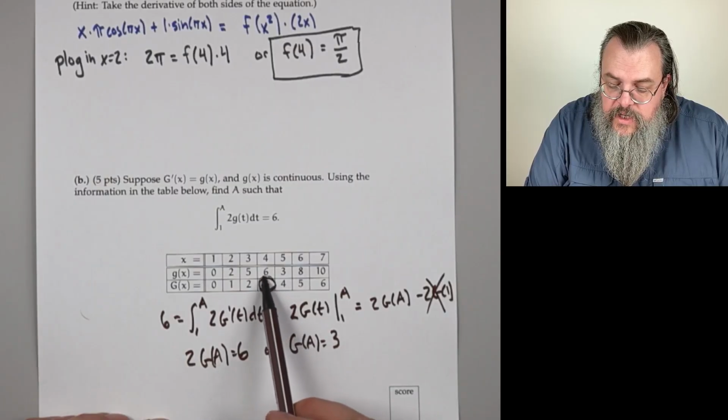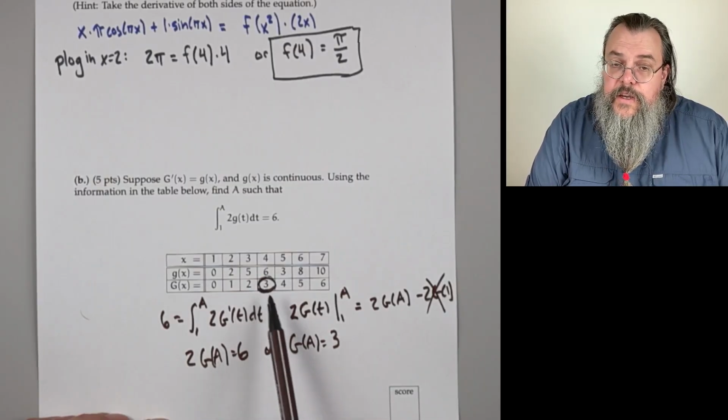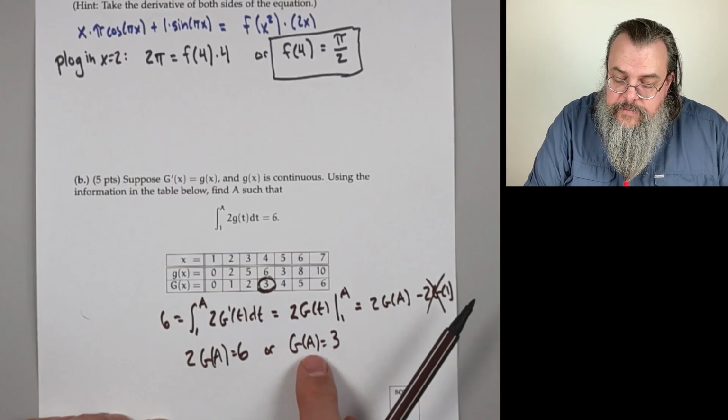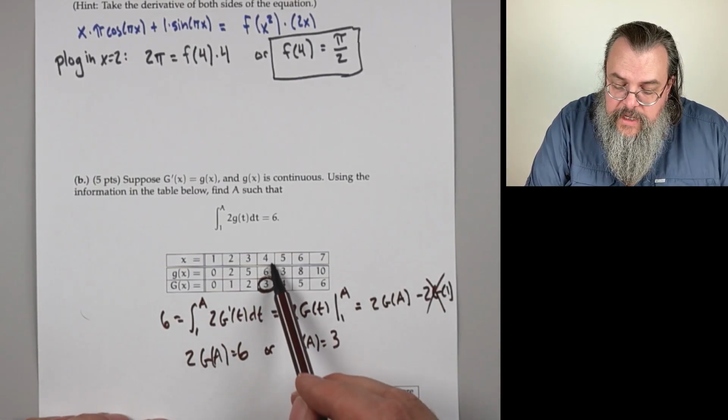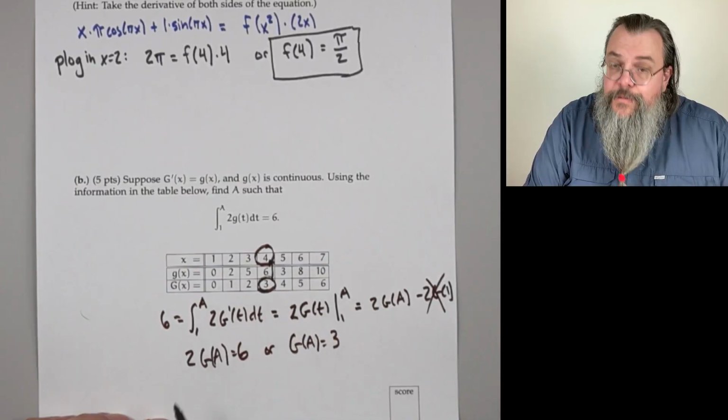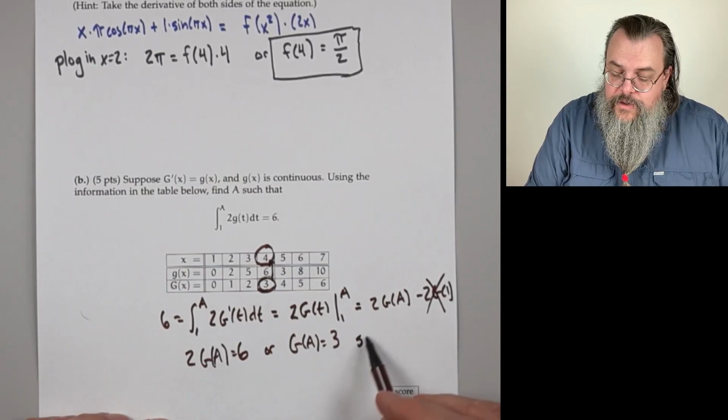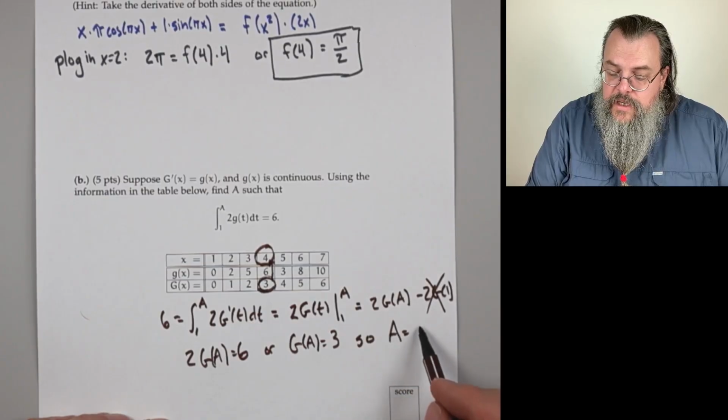Our eye gets drawn to the 3, right? It's not the input. We want the output to be 3. We say, okay, well, that corresponds to 4. So a will be 4.